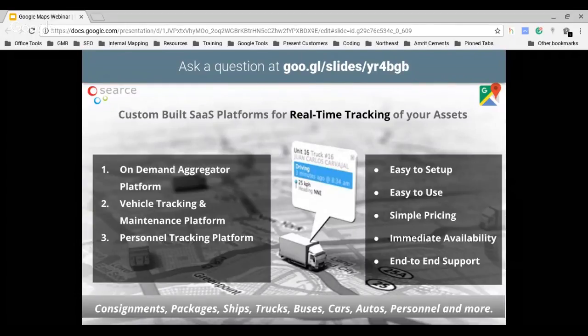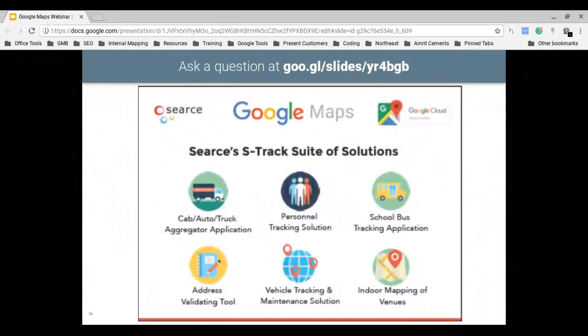You can push them notifications. You can see their real-time location. You can also see their historical locations and reimburse them according to their travel plans, right? So all of these things can be included in the personal tracking platform, right? So this is the Searce S-Track suite of solutions.